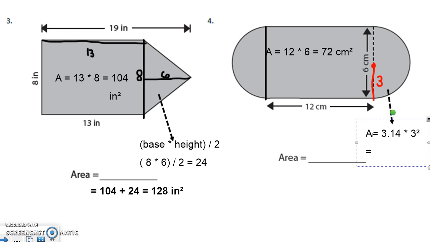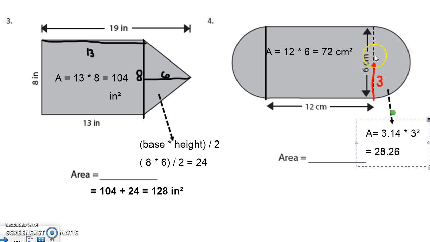So let's see what that becomes. 3.14 times 3 squared, and you get 28.26. Now that's both pieces. Pretend for a second this piece wasn't here. If I just wanted to find this half of a circle, I would just divide this 28.26 by 2. I think you need to know that for your worksheet.